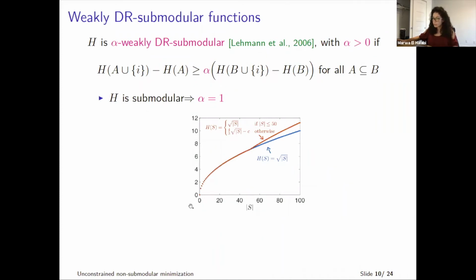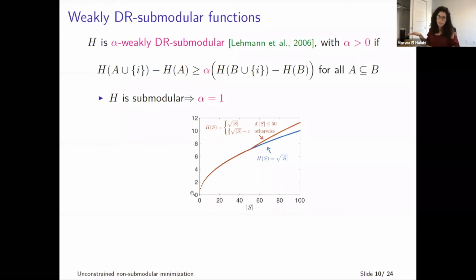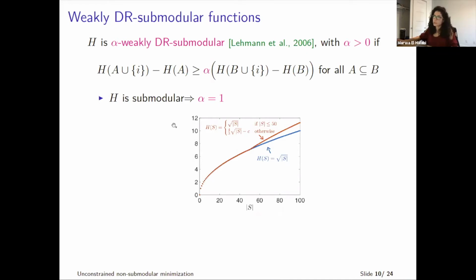In this case, the x-axis is actually the cardinality of the set, not the set itself, and the y-axis is h of S. It's a well-known fact that any concave function of the cardinality is submodular. So if we plot the cardinality on the x-axis, we should expect to see a concave function if it is going to be submodular. As you can see, the red function is not concave, but it's close to being concave. And this is the notion of weakly DR submodular functions.